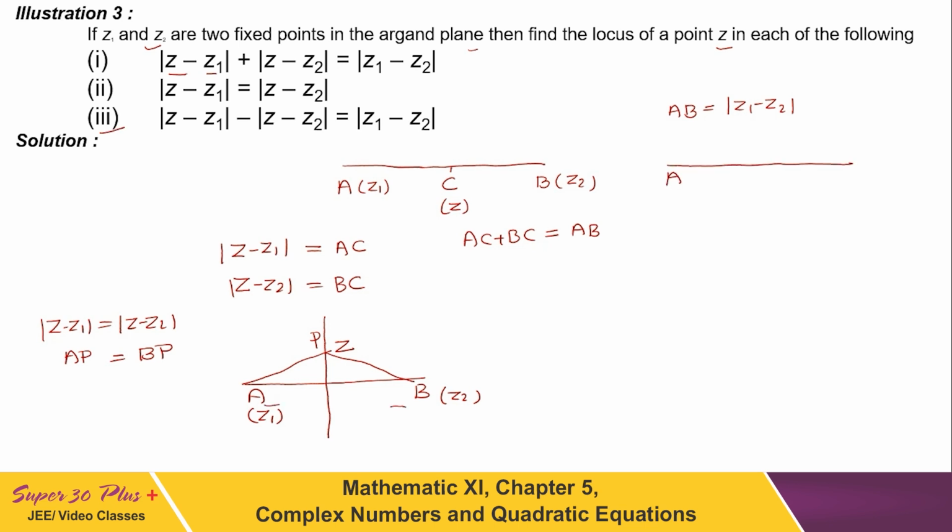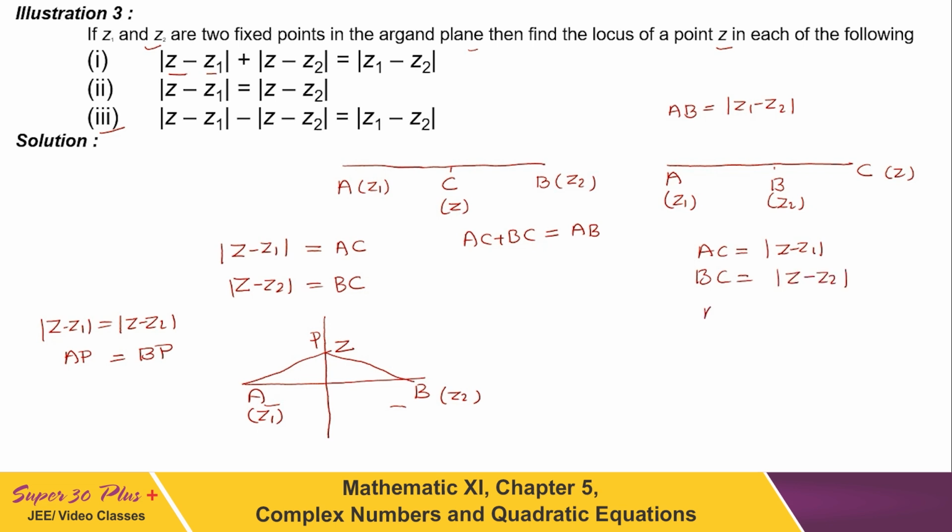For question number 3, let there be a triangle ABC like this. Point A is here, it is Z1. Point B is here, it is Z2. And point C is here, it is Z. AC distance is equal to mod of Z minus Z1, and BC distance is equal to mod of Z minus Z2.